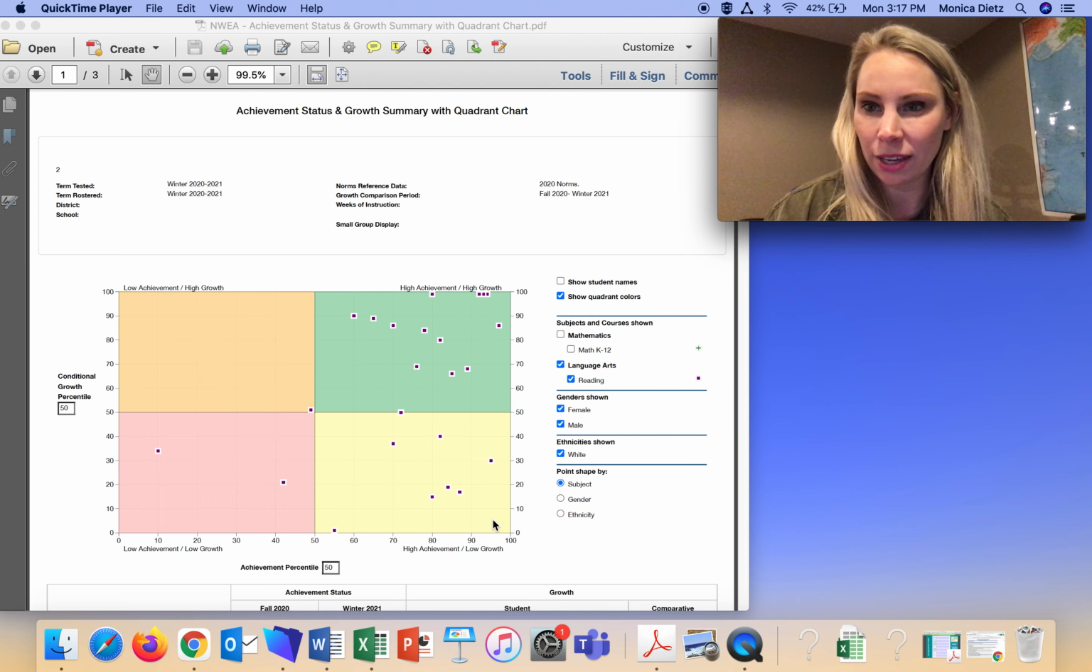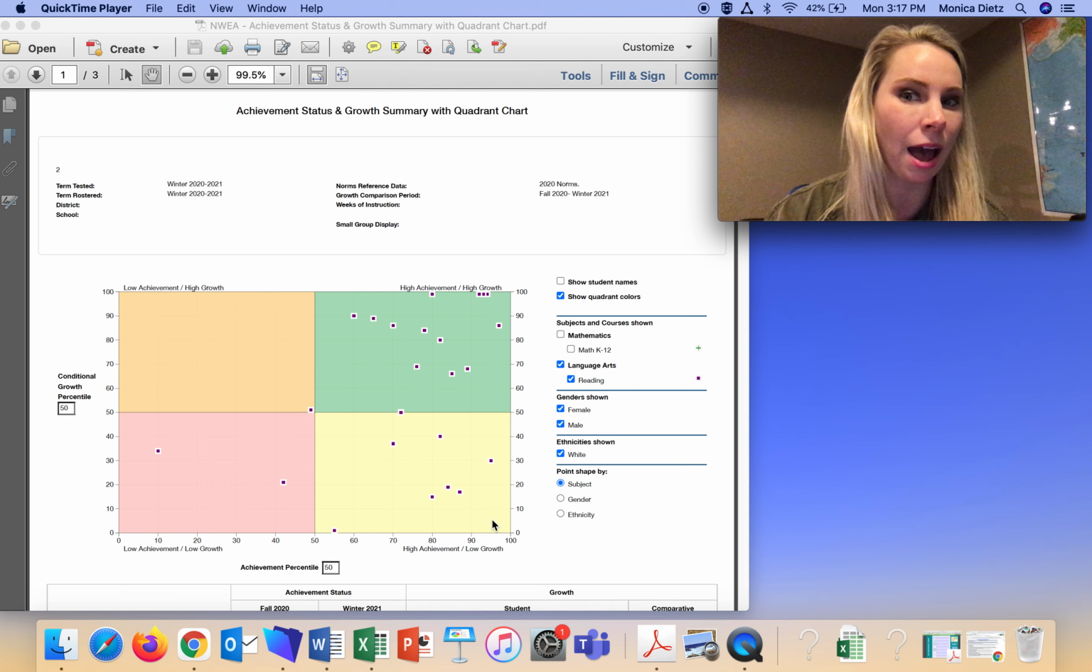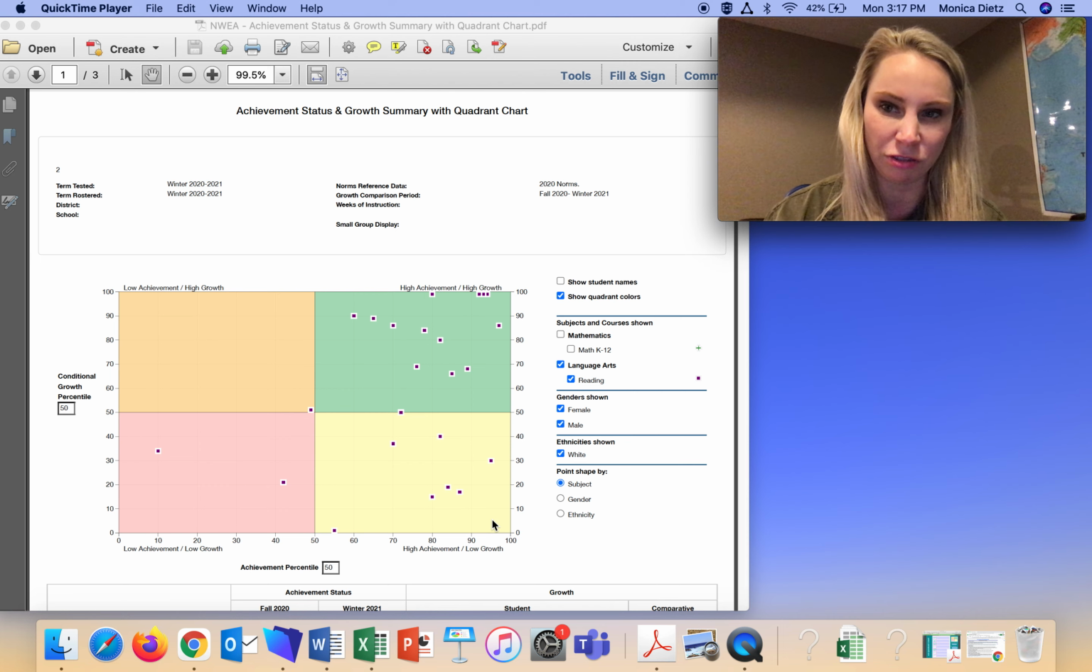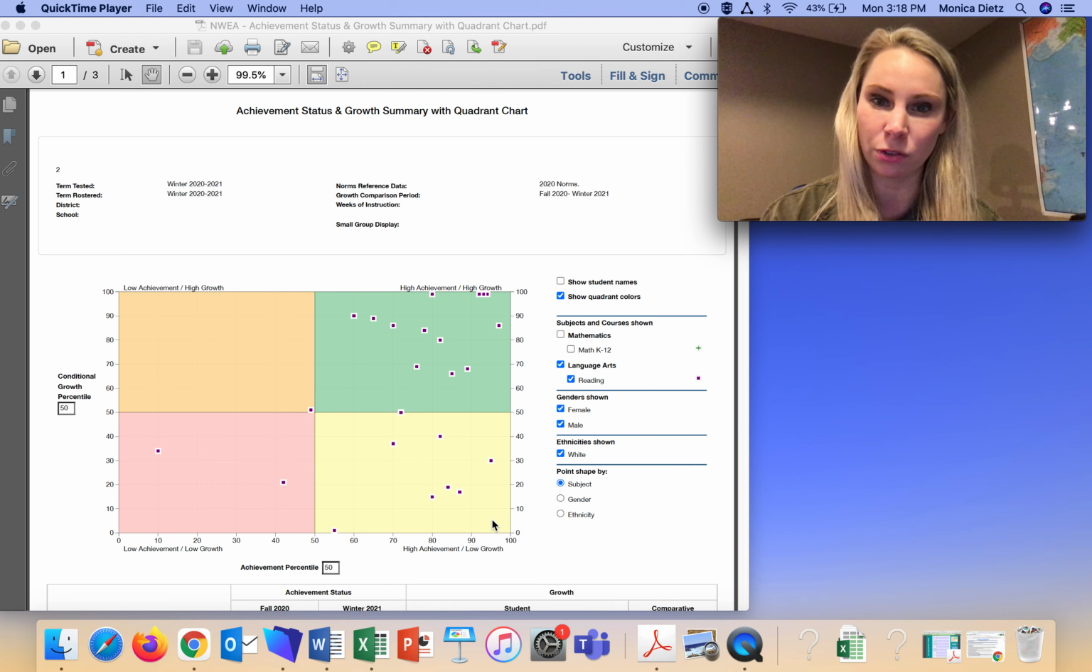Down here, we have kids performing above the norm. They have above 50th percentile achievement. However, they're not growing at their projected pace, which means their winter percentile rank is lower than their fall percentile rank. Their RIT score may have increased, okay? They may have a higher RIT score than they did in the fall, in the winter, but it didn't increase enough to either keep their percentile the same or grow it.